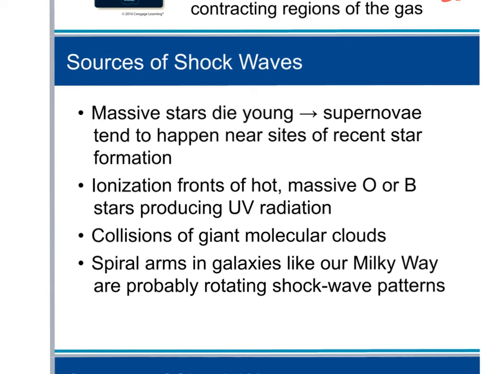Ionization fronts of hot, massive O or B stars produce ultraviolet radiation that could cause a shock. A massive star dying young, a supernova, can send a shock wave when it dies. Collisions of giant molecular clouds are another source. These molecular clouds are moving.